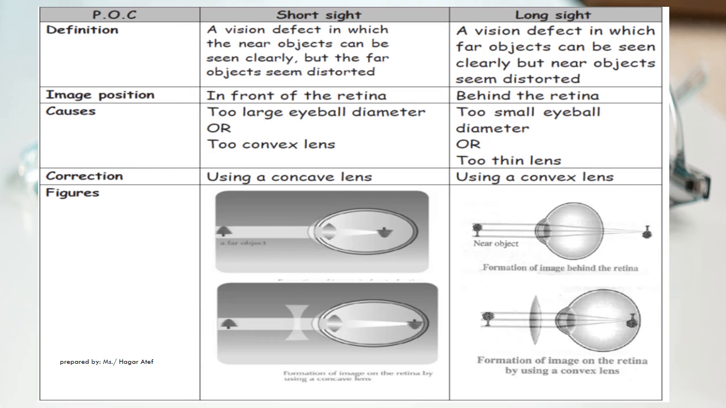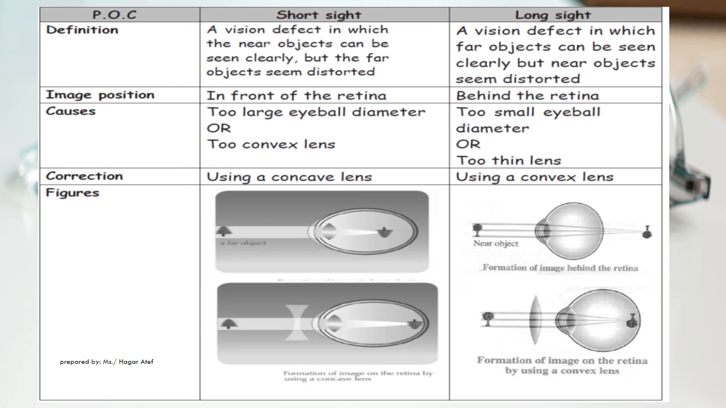This leads to the parallel rays coming from the far object being collected at a point in front of the eye retina and dispersing after that, forming an unclear image. It is corrected by using a concave lens, which diverges the rays before falling on the eye, so the image of the object is formed exactly on the retina.